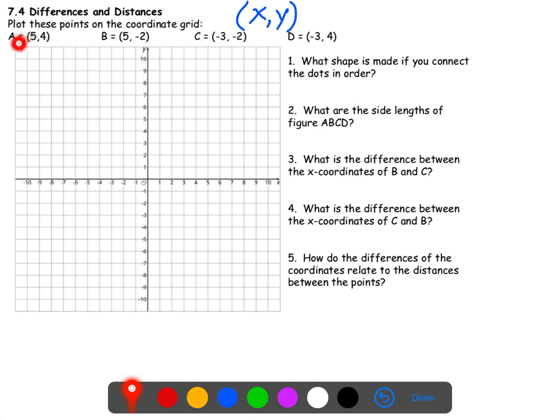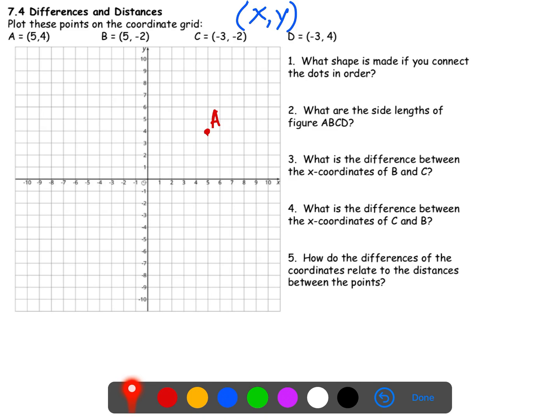So our first point here, point A, is at 5, 4. 5 on the X-axis, 4 on the Y-axis. So we'll go to 5 on the X, 4 on the Y, and we will put point A. And I think it's important to label it so that we can easily refer back to it. Point B is 5 and negative 2.